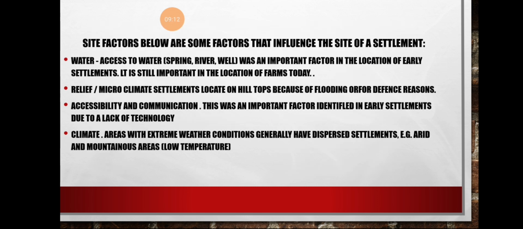Site factors below are some factors that influence the site of a settlement. We talked about water, and we said access to water. The settlement must have access to water. Was an important factor in the location of early settlement, meaning that the early settlement was influenced by the access of water.